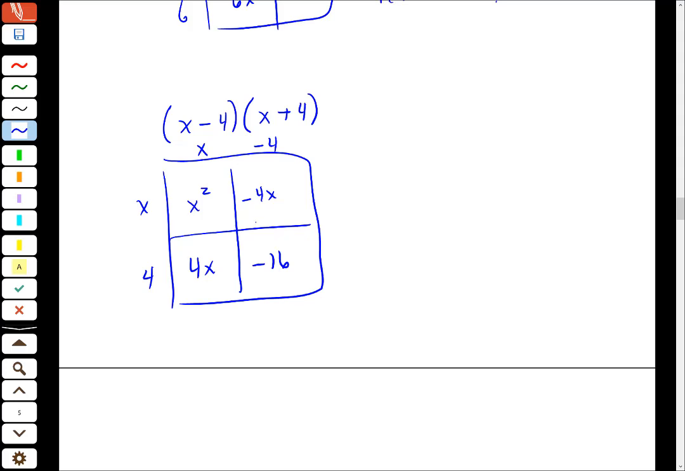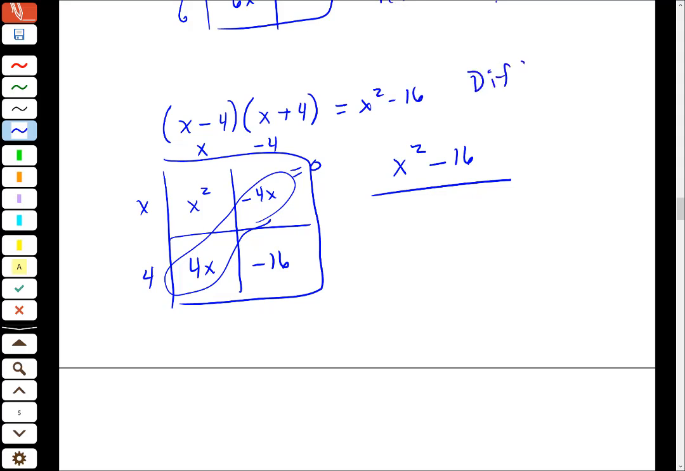So this is x squared. These like terms, this inner and outer term, negative 4x plus 4x, just becomes 0. Those are opposites, so I'll get x squared minus 16 as the result when I multiply it out. And for factoring, that's called the difference of squares when I go back the reverse way. Right now I'm multiplying. Factoring is like a reverse of multiplication, so I'll go back this other way.